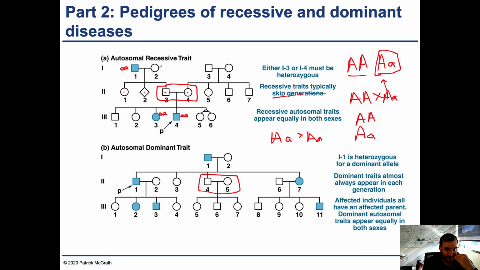Another common assumption that we make is that if there's no evidence otherwise, because these diseases are very rare and the alleles are not very common in the population, a person marrying into the family is assumed to be homozygous and to not be carriers. So we'd also fill in this individual right here.